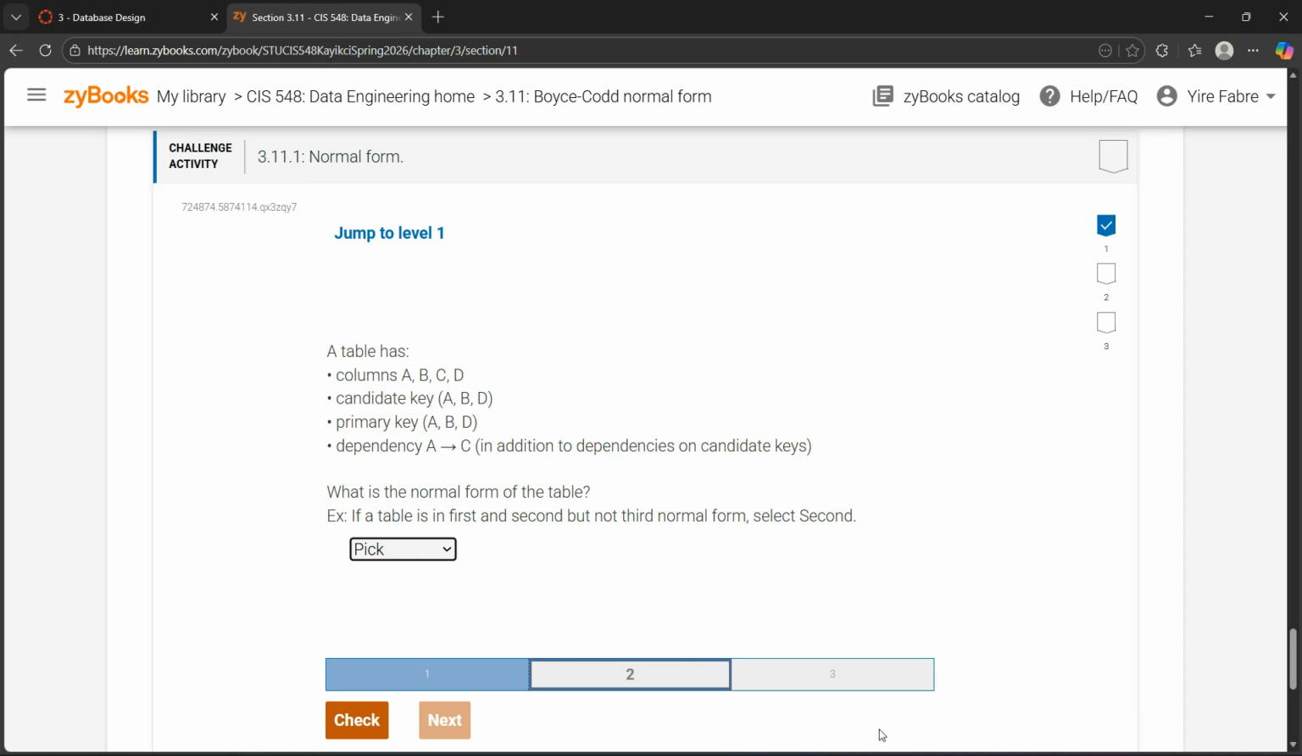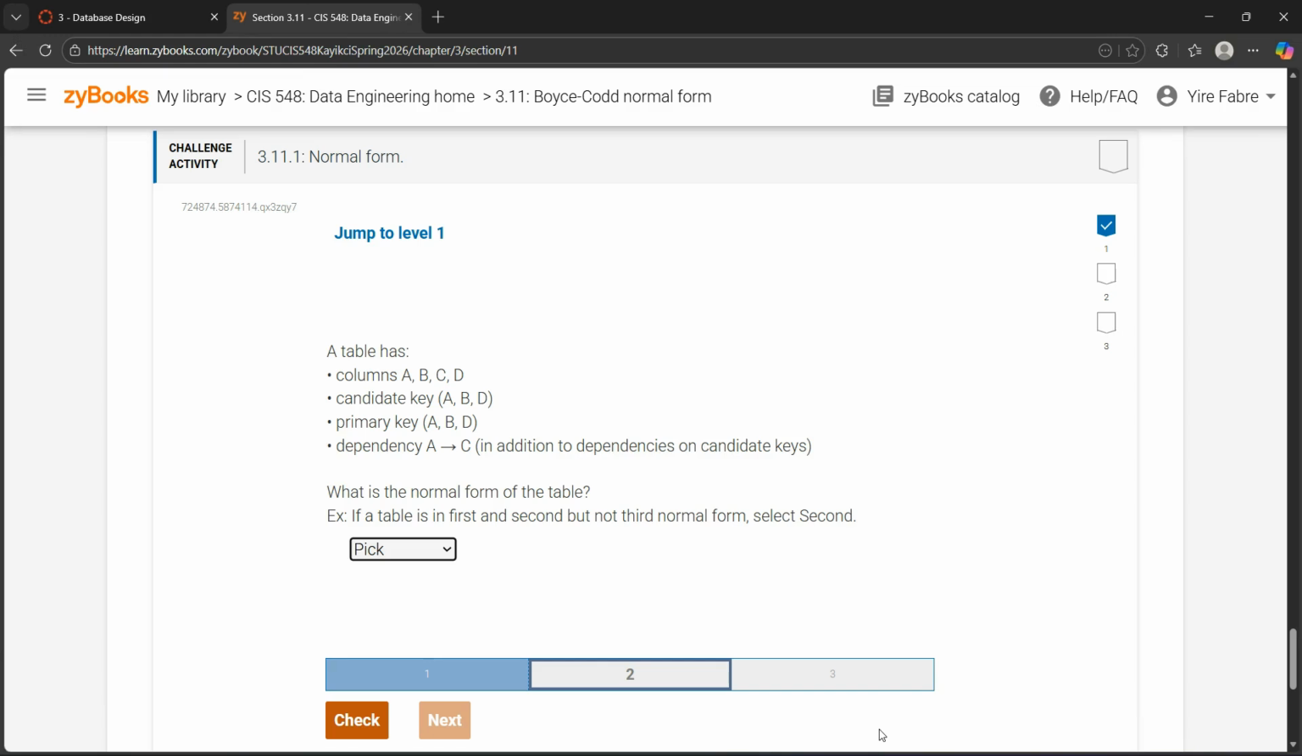Okay. Second normal form, that is 2NF, requires 1NF and no partial dependency. So no non-key attribute depends on part of a composite key. Okay. So here the key is ABD and the dependency is A to C, which means C depends only on part of the composite key, A. So this violates 2NF.